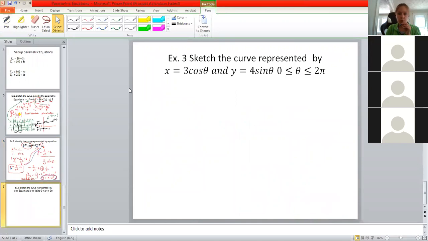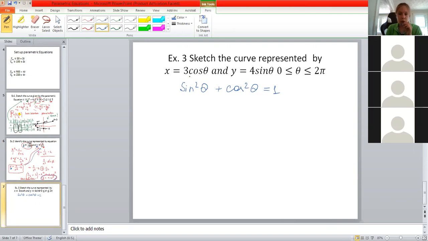Sketch the curve represented by x equals 3 cosine theta and y equals 4 sine theta, where theta is changing within one rotation, 0 to 2 pi. It's one whole rotation. It looks pretty scary. However, the solution is not that bad. I know the Pythagorean trigonometric identity: sine squared theta plus cosine squared theta equals 1.